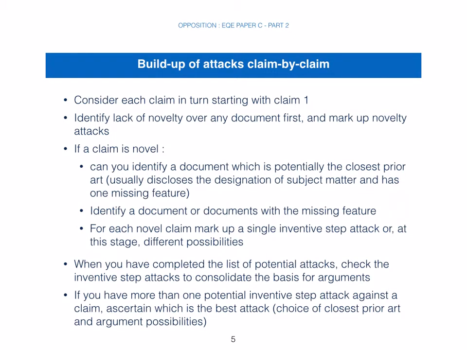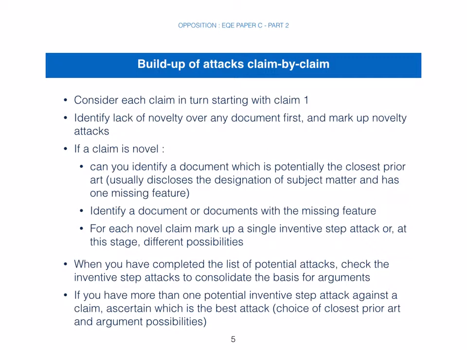As I mentioned, we consider each claim in turn, starting with claim 1. We identify lack of novelty over any document first and mark up lack of novelty attacks. If a claim is novel, can you identify a document which is potentially the closest prior art and which usually discloses a designation of the subject matter and has one missing feature? And can you additionally identify a secondary document or documents which has the missing feature, which together with the closest prior art makes up the total subject matter of the claim?